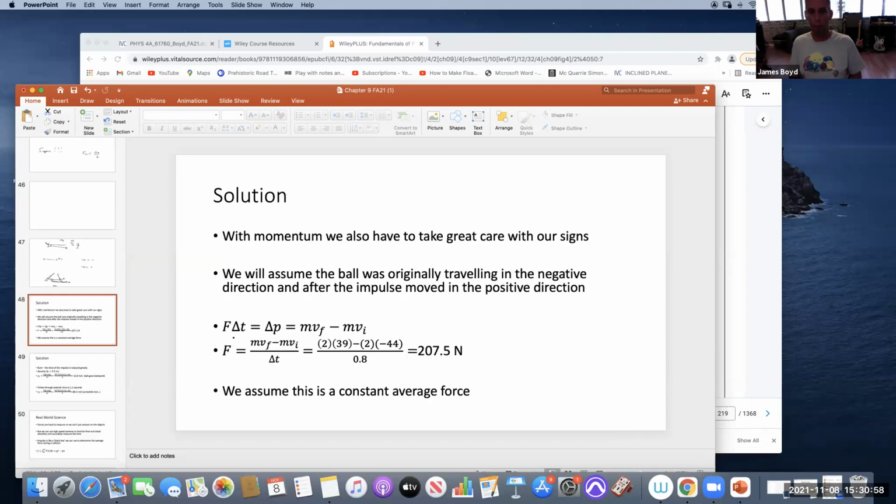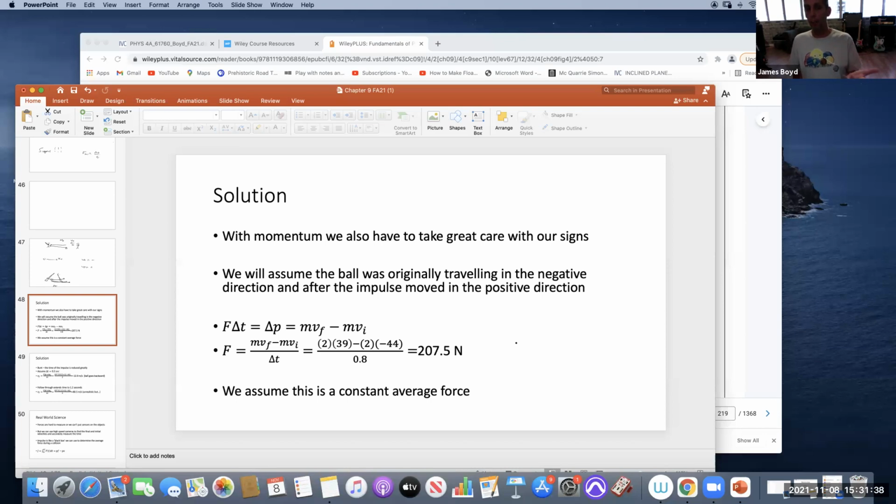So F delta t is equal to the change in momentum, mv final minus mv initial. The only thing you need to worry about is you need to know that one of those directions was negative. It changed direction. So if you had messed up and you put this as positive, you would obviously get a negative answer, and that's not correct. Okay. But we find 207.5 newtons of force. We don't know if that force varied during that 0.8 seconds. It probably did, but we know the average force was 207.5.